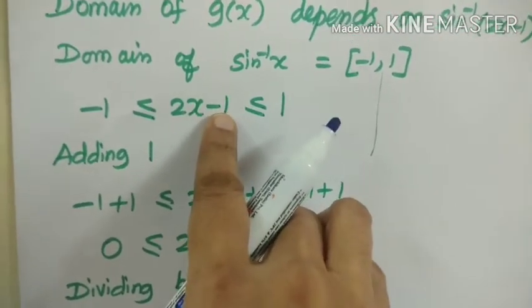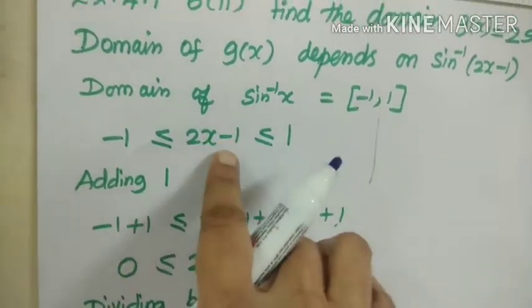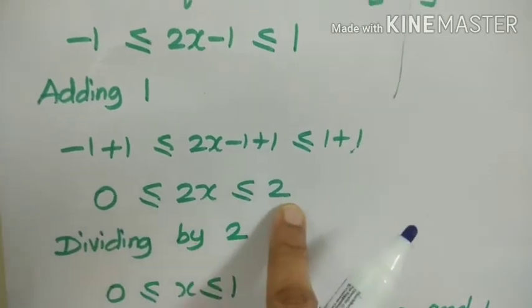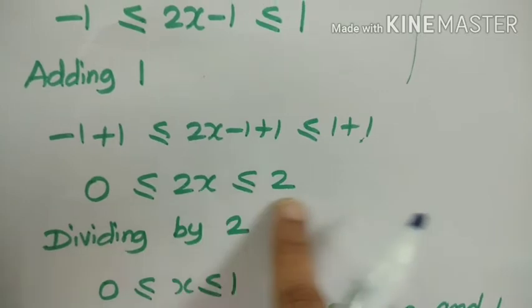So in this question, whatever is the sine inverse argument, put that between minus 1 and plus 1. Now simplify this and get what x is. Here minus 1 I don't want, so add 1 everywhere. Minus 1 plus 1, here also plus 1, here also plus 1. This reduces like this. Again I want only the x value. So 2x I don't want, so divide by 2 throughout.